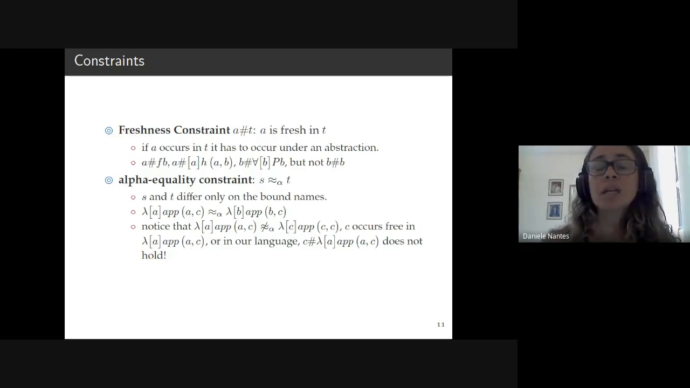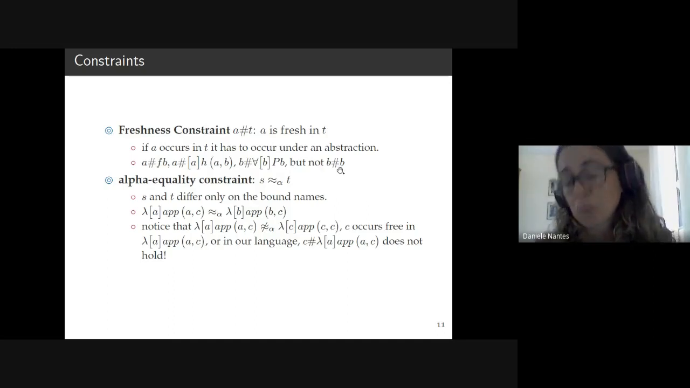So, for instance, I have this freshness constraint. This is the notation for A is fresh for T. What does it mean? If A occurs in T, it has to occur under an abstraction, or it cannot be free in T. So, for instance, in this example, A is fresh for f of B, A is fresh for the abstraction of A in h or AB, because A is abstracted here. B is fresh for this, because B is abstracted in the forall, but B is not fresh for B, because B is free in this last example.